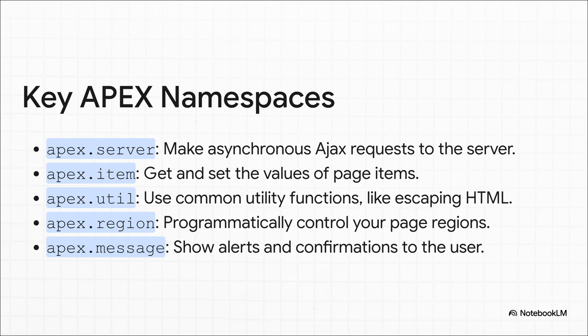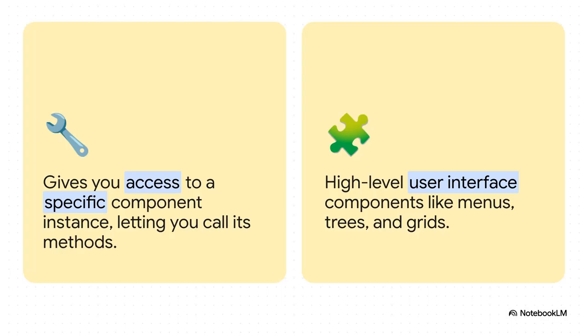Now, beyond those namespaces, you're going to hear about two other key things: interfaces and widgets. Think of it like this. The widget is the car itself, that powerful component, like an interactive grid or a tree. The interface, on the other hand, is like the steering wheel and the pedals. It's how you actually control that specific car on your page. You use the interface to tell the widget what to do.